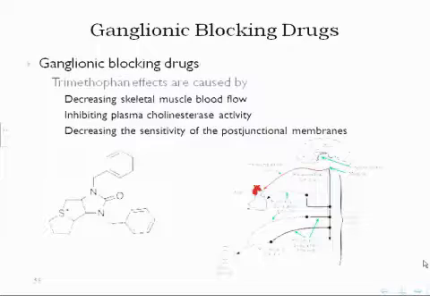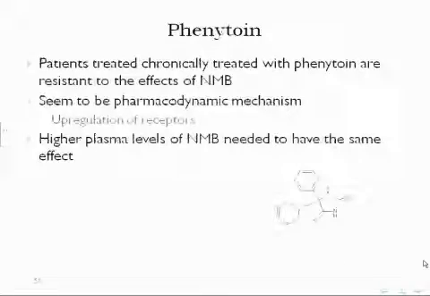The ganglionic blockers, which we don't use very often because they cause pupillary dilation, mydriasis, include trimethoprim. Trimethoprim does several things. It's a ganglionic blocker, so it basically decreases skeletal muscle blood flow, which causes a delay of onset of action, and may shunt the blood to other areas. It also tends to inhibit plasma cholinesterase activity, which can enhance the effects of the muscle relaxation. And it decreases the sensitivity of the post-junctional receptors as well.